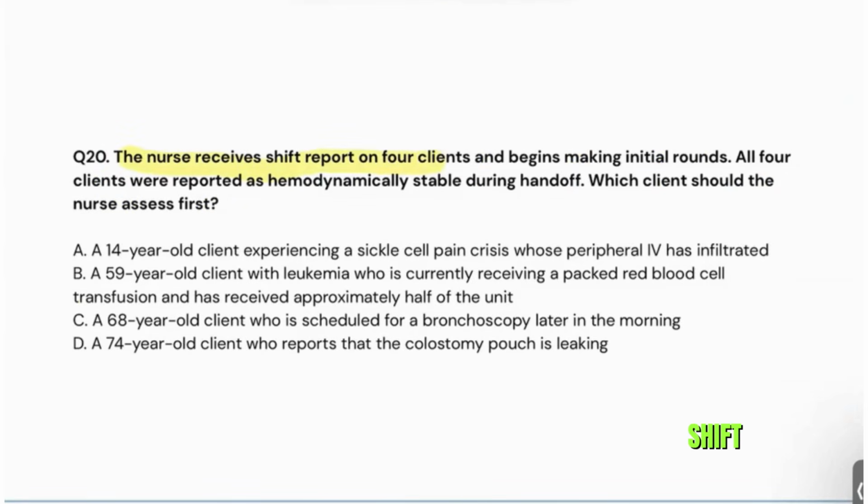The nurse receives shift report on 4 clients and begins making initial rounds. All 4 clients were reported as hemodynamically stable during handoff. Which client should the nurse assess first? Let's do it. Letter A, a 14-year-old client experiencing a sickle cell pain crisis whose peripheral IV has infiltrated.